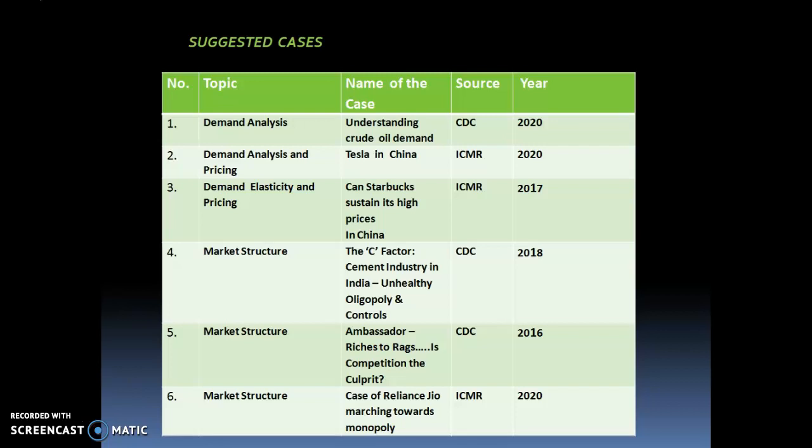The last case would be case of Reliance Jio marching towards monopoly. It is a case related to monopoly, and it's an ICMR case published in 2020. So this would be the list of suggested cases, and we would analyze these cases as per the session and topic.